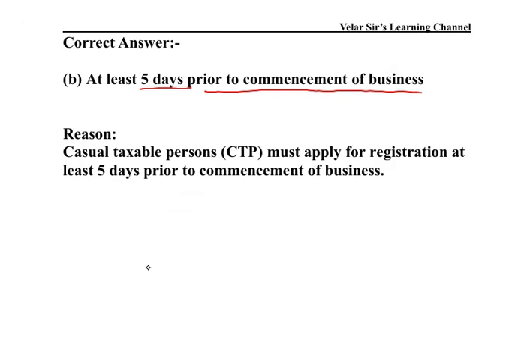Okay. The correct reason is that the casual taxable person must apply for registration at least 5 days prior to the commencement of the business. A CTP who is commencing business in a state must obtain registration 5 days before commencement of the business in that state.